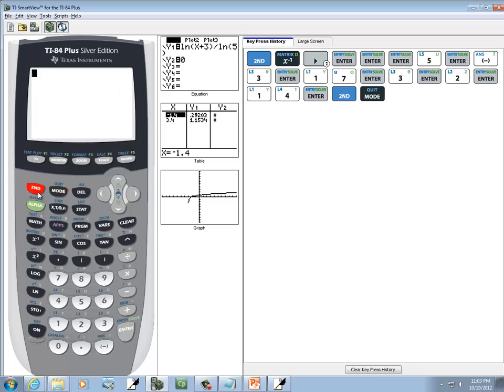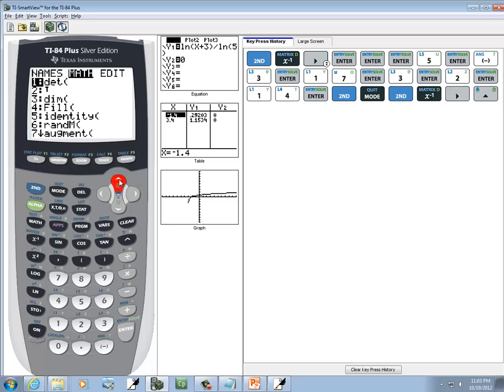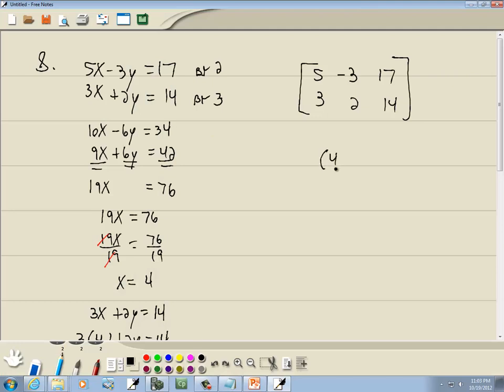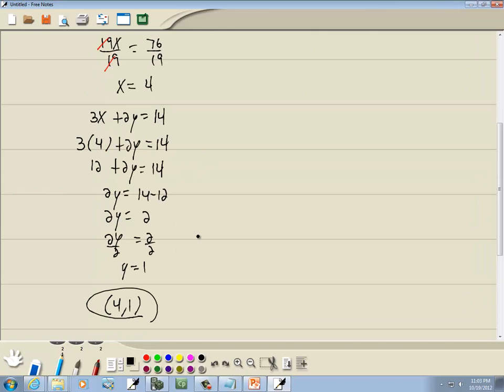And we'll go through our steps. Second, x and negative 1. Right arrow to math, up arrow to RREF. Enter on it. Go back on my matrix menu. Do enter on A, and enter again. And again, we should get a diagonal of 1, 0, 0 everywhere else in our first 2 by 2 square. And the far right column is our answers. So it'd be 4, 1. Which is, I think, what we came up with by hand. Yeah, it is.